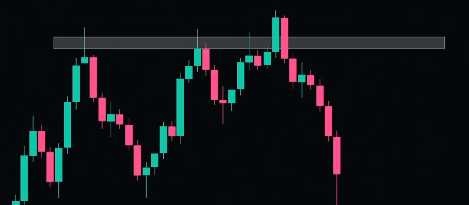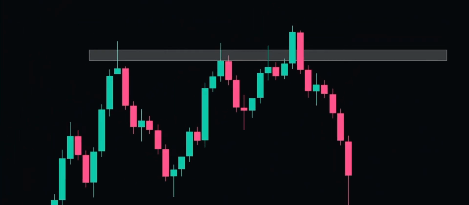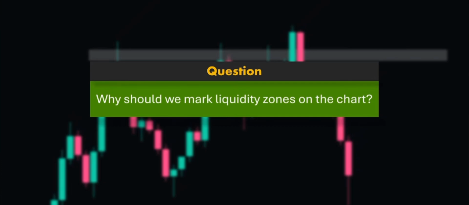Now, we've covered the general idea of liquidity. But the real question is, why should we mark these zones on the chart? Let's look at the main reasons.